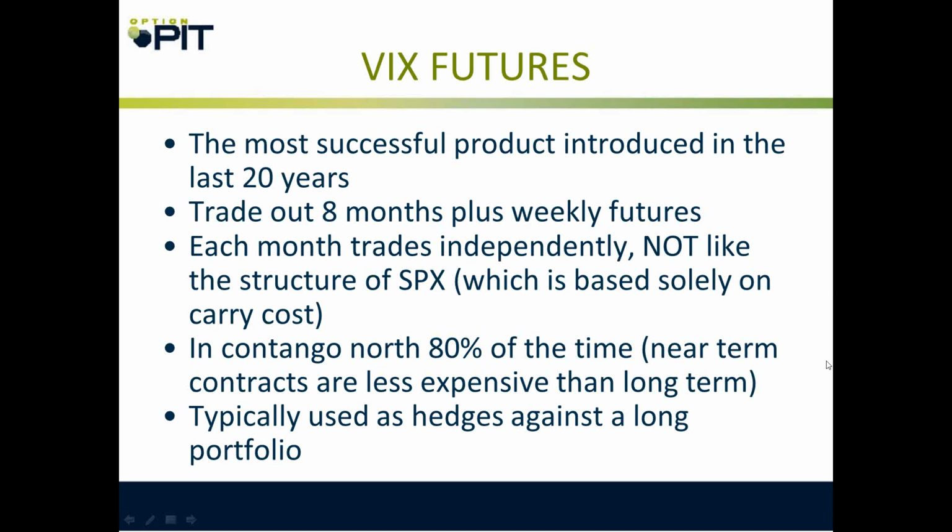Right. Good. So that's really how the VIX futures work. VIX futures are in contango north of 80% of the time. That means near-term contracts are less expensive than long-term contracts. And they're almost always used as a hedge. There are a lot of people that day trade them, but the big players use them as a hedge.